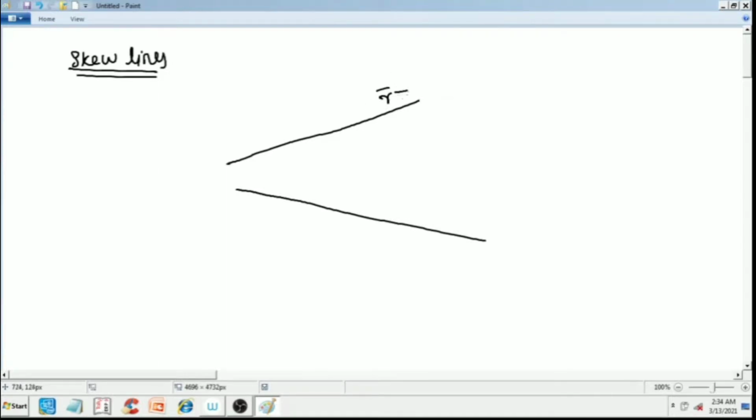The equation of this line is r bar equals a1 plus lambda times b1 bar. Here a1 is the point and b1 is the direction ratios. Next, this is the shortest distance between them, shortest distance d. The other line is r bar equals a2 bar plus mu times b2 bar. Here a2 is the point and b2 is the direction ratios.